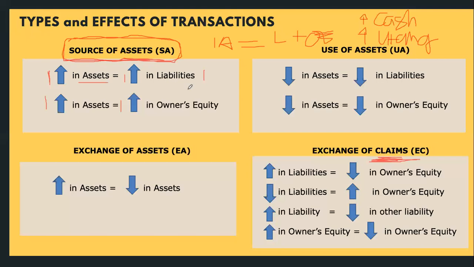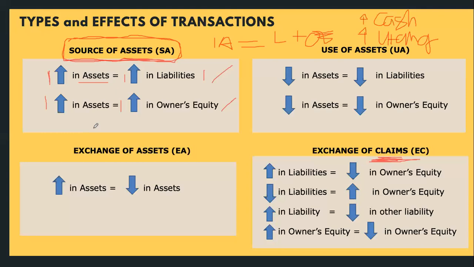So that's increase in asset equals increase in liability. This is an example of source of asset transaction. Next, increase in assets, increase in owner's equity. Example, because of the accounting entity concept, pwede nag-render ka og service, di ba? So nag-render ka og service, gibayaran ka ni customer.